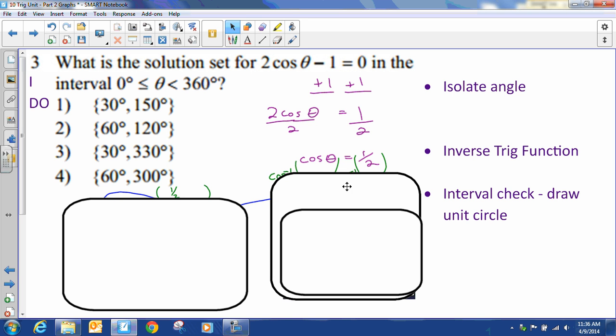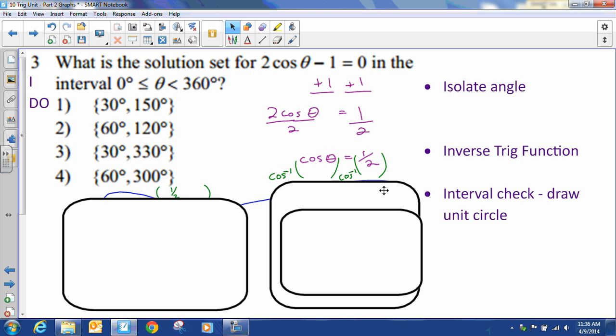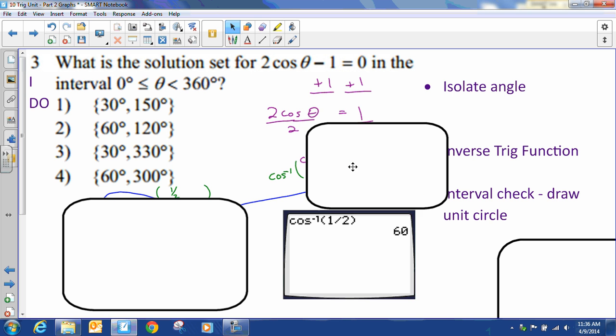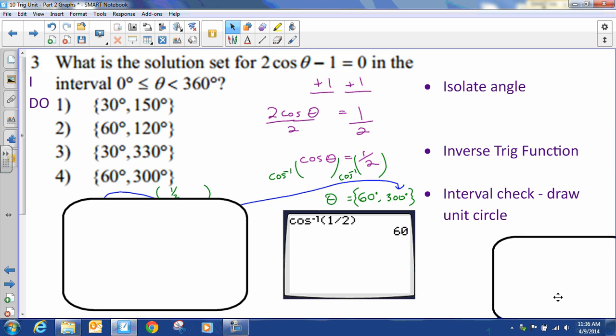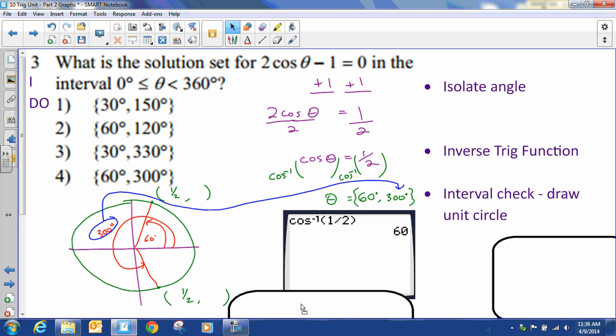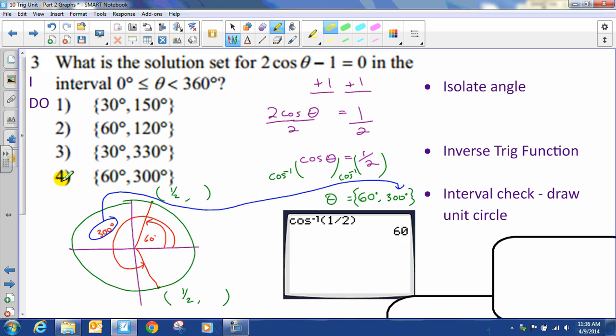How do we get theta by itself? We do arc cosine of both sides. If we trust the calculator, it will only give us the principal value, which is 60 degrees. You need to basically draw the unit circle each time to do an interval check. And we know 60 degrees is one of them. If we go all the way around the circle to 300 degrees, we see that the x-coordinate is also 1/2 here. So cosine of 300 degrees is also 1/2. So ladies and gentlemen, the answer is 60 degrees and 300 degrees. Answer is 4.